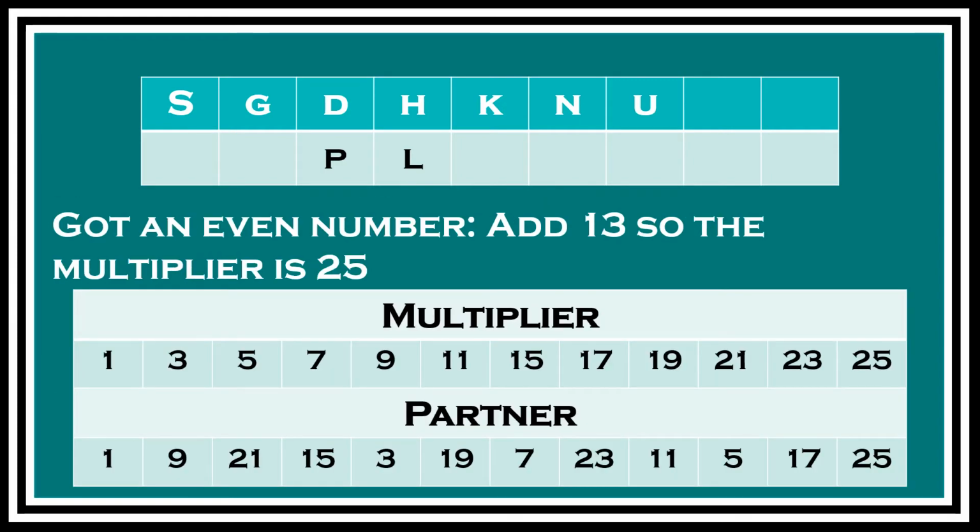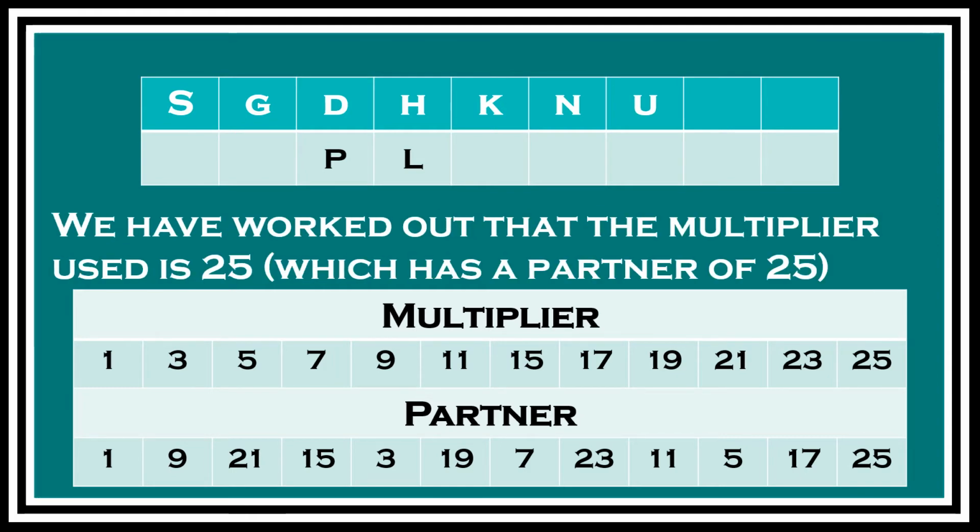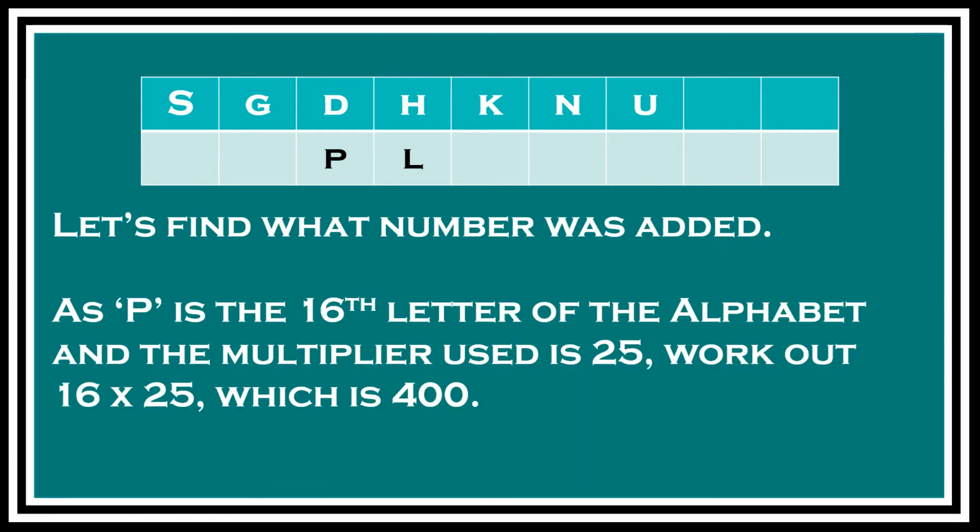However, that's an even number, and the multipliers can only be the odd numbers listed on the table on the bottom half of the screen there. So we need to add 13 to get a multiplier of 25. Now that we've worked out that the multiplier is 25, we look at the multiplier partner table and see that 25 has a partner of 25. So we've worked out what the multiplier is.